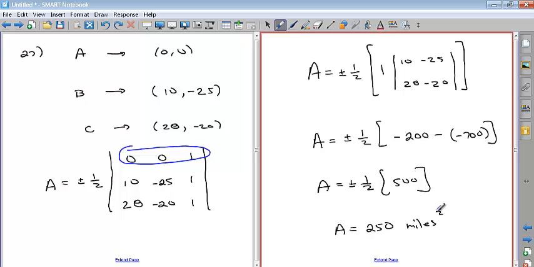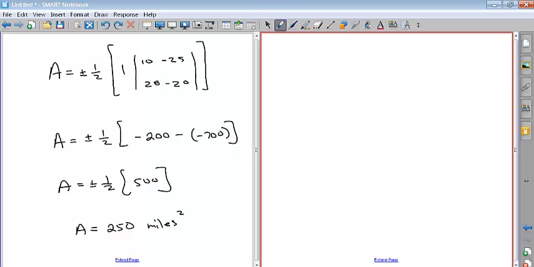Let's check that one out in the back of the book. 27, chapter 8, section 5, 27, 250 square miles. Okay. Next, 31. Two more. We're getting there.